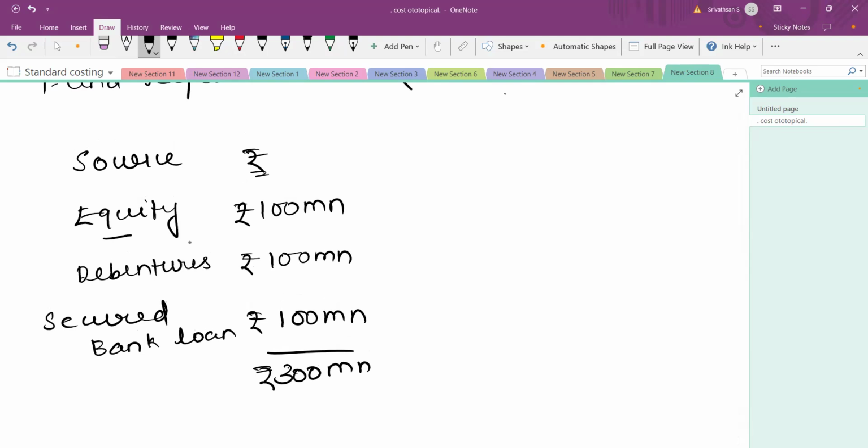Now, there are two types of investors in this company. One is equity shareholders, and the other is lenders of the money. The debentures and the bank loan are the lenders of the money, and equity shareholders are the owners of the company. Now, out of these three types of investors, who's going to take more risk?